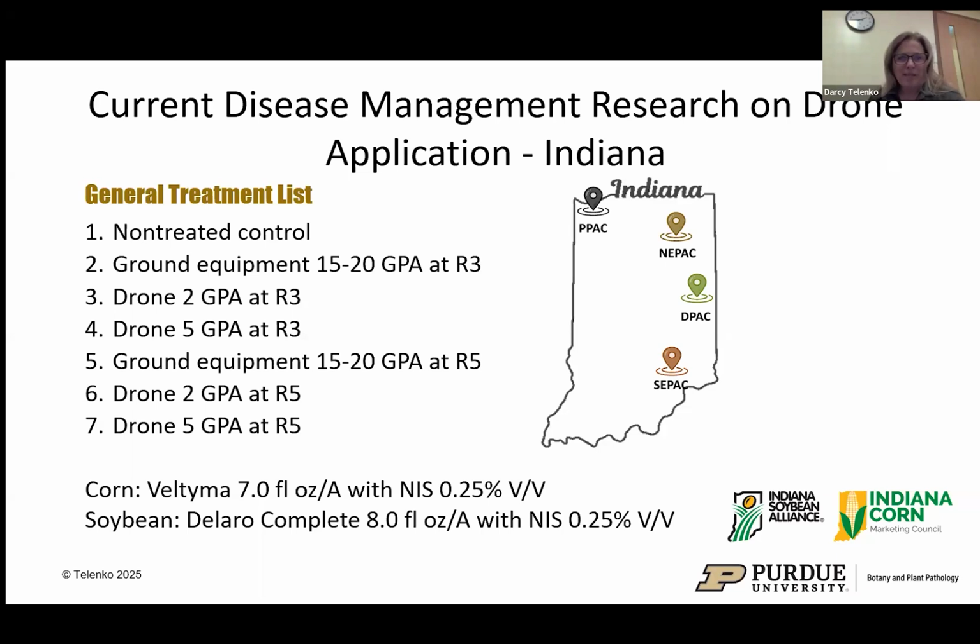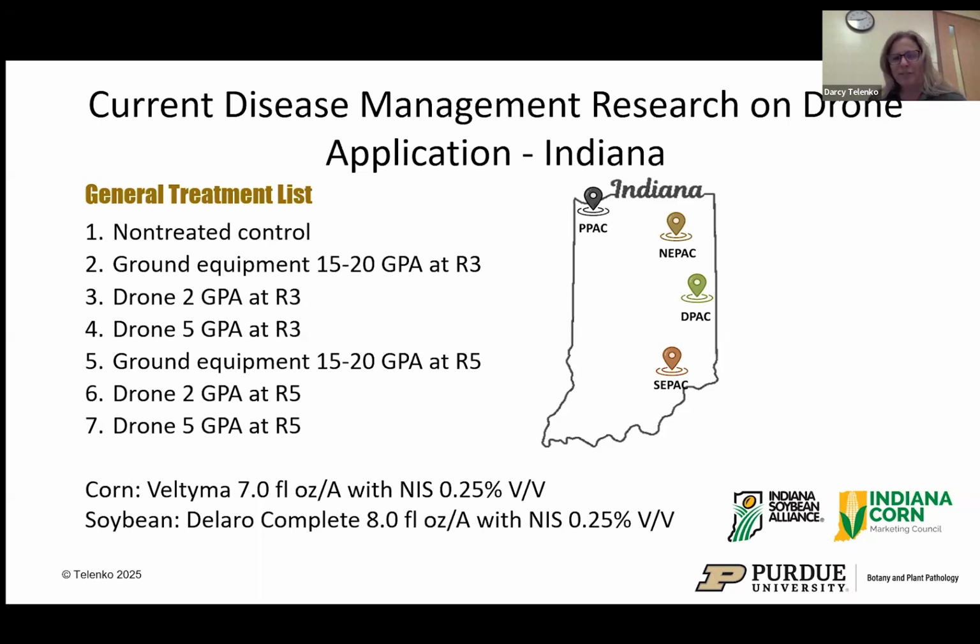So we teamed up with them and asked a few questions on how fungicides are going to work. Are they going to provide the disease control we need? And so we had 4 different sites where we looked at our ground equipment versus a drone. At some of the larger farms, we were able to run drones at 2 gallons per acre versus 5 gallons per acre, compared to their farm ground equipment at 15 to 20, depending on the farm.